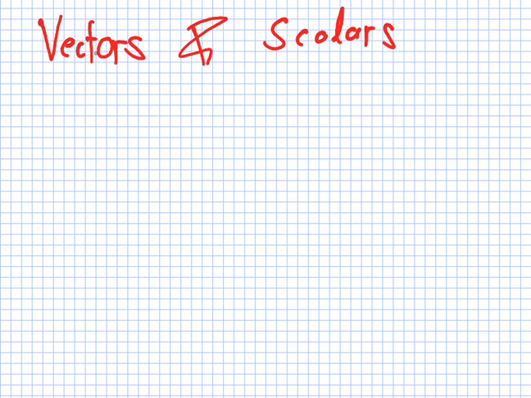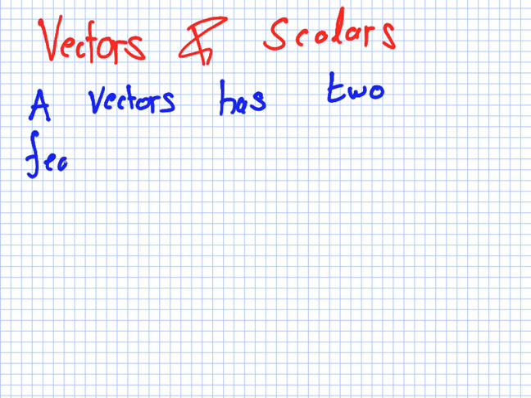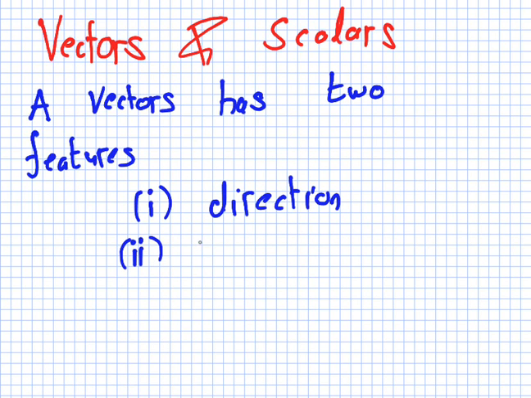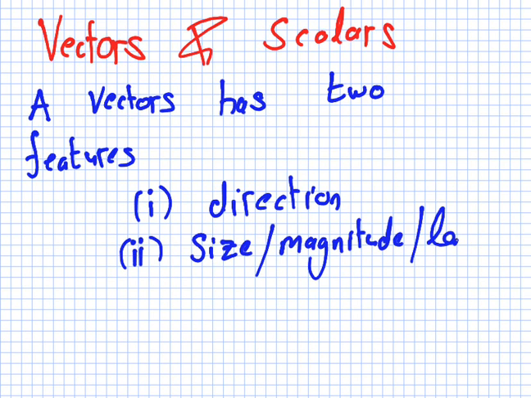So, you all have the right idea, okay? A vector has two properties or features, I guess you could say. The first one is it has a direction. And the second one, there are many different words here. Size is one word, or you could say magnitude, or a length. Someone said length, didn't you? That's great, but what does that mean?